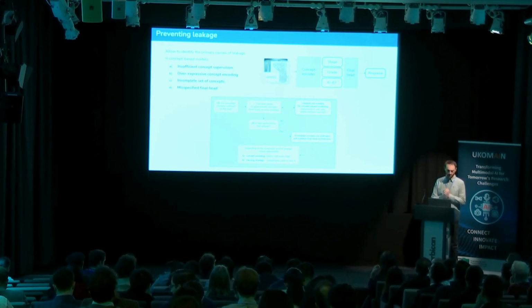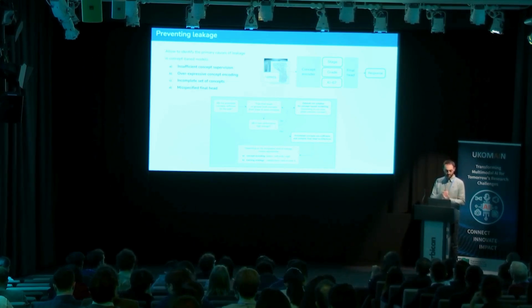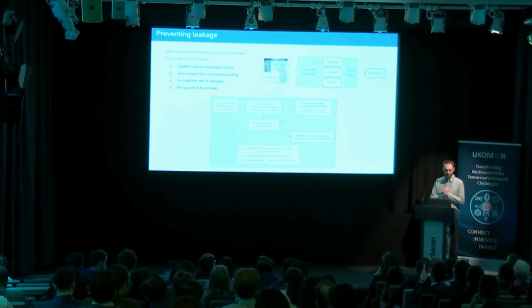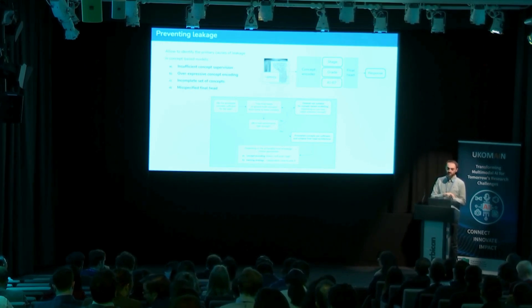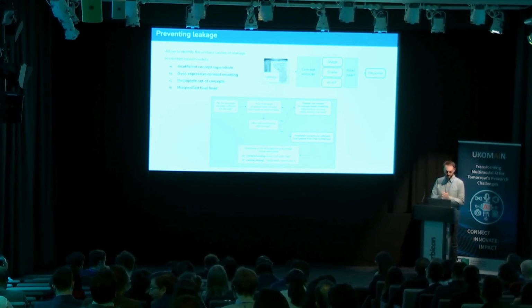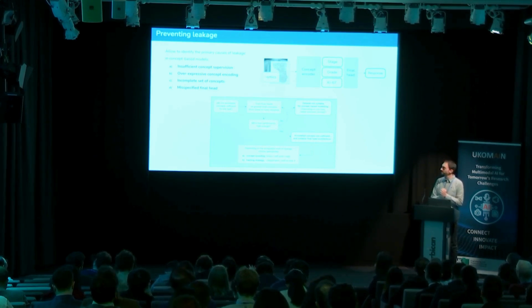And so, for instance, we saw that in general, leakage is favored if you have insufficient concept supervision during training, if you choose an overexpressive concept encoding, so say a concept is in ground truth a binary, but you encode it as a logit, for instance. If you have an incomplete set of annotated concepts that are insufficient to specify the task, or if you have a misspecified final head architecture.